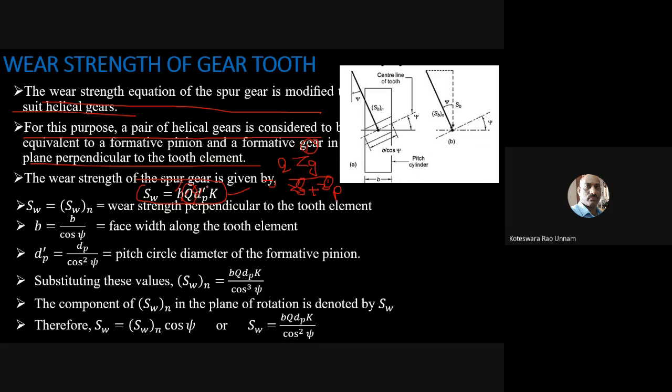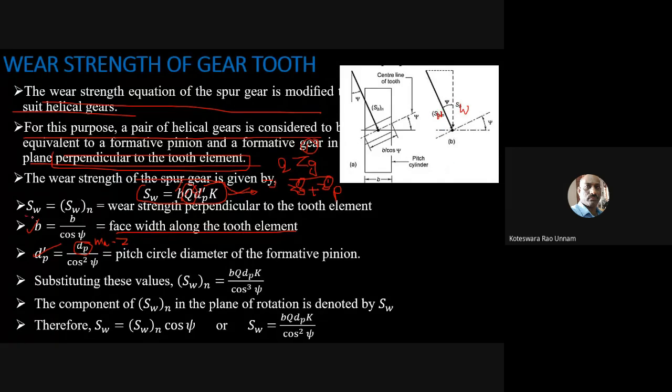It doesn't matter. Then dP: just now we have seen how we can calculate the pitch circle diameter of your virtual spur gear. So the formula for this one is dP by cos square psi, where this dP is the pitch circle diameter of the helical gear, which is nothing but mn, the normal module, into the number of teeth z. So you can calculate dP dash, and B is B by cos psi. So the face width along the tooth element, because here we are considering this one as a spur gear in the plane perpendicular to the tooth element, you need to convert. Similarly, I think here this SB can be replaced by SW, the same equation.